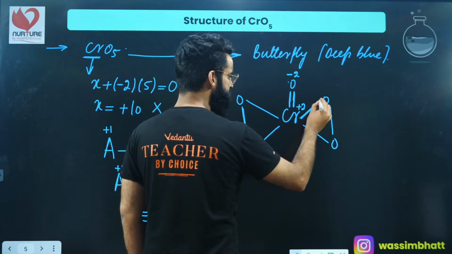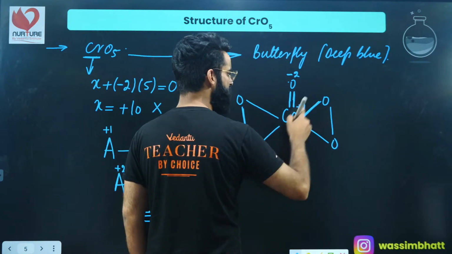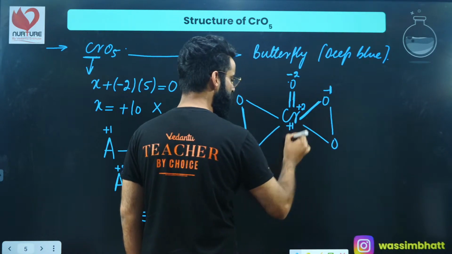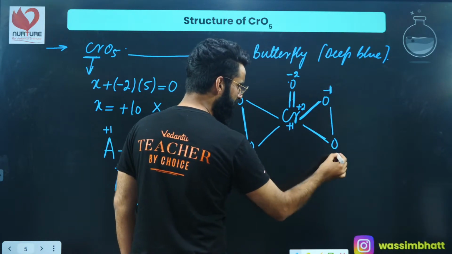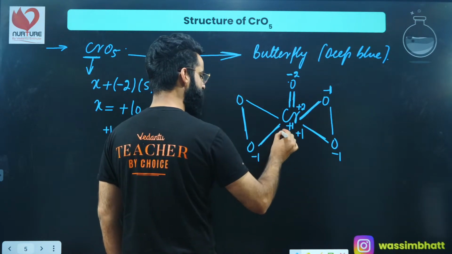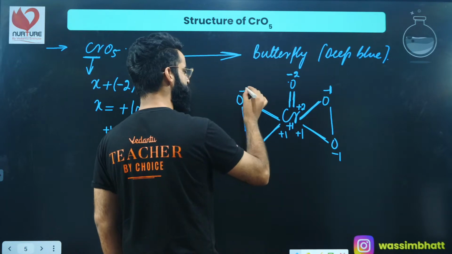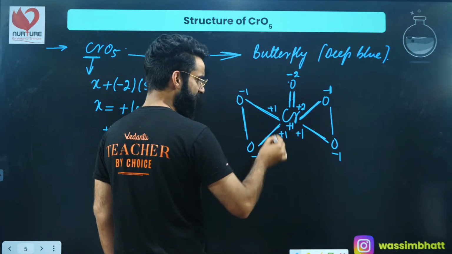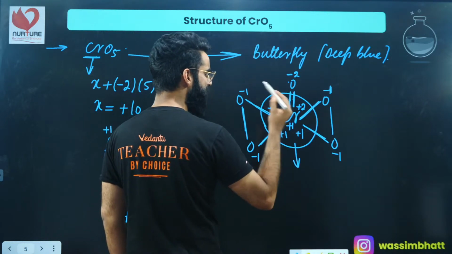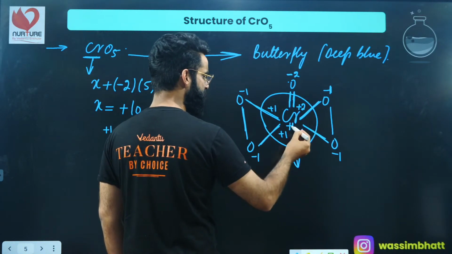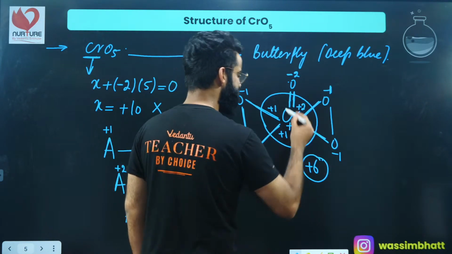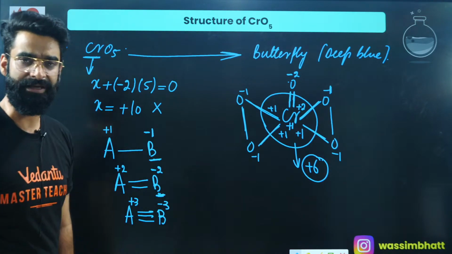Similarly, talking about this single bond, oxygen being more electronegative gets -1, and chromium shows +1. For this single bond, this is -1, this is +1. And for this single bond, this is -1, this is +1. If I ask you the net charge present on chromium here, you'll say +2, +3, +4, +5, +6. So +6 is the net charge present on chromium in CrO5.